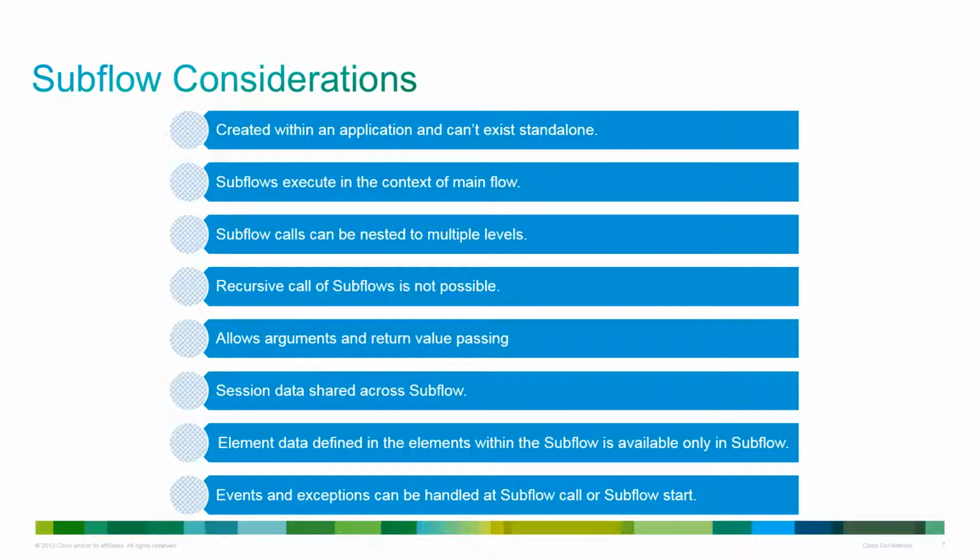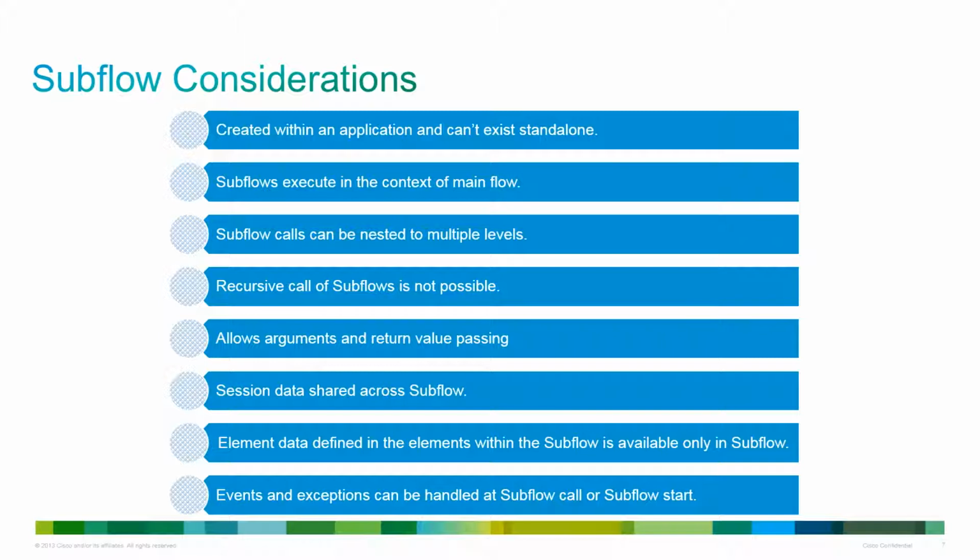Subflow execution occurs in the context of the main flow. That means application specific data will be accessible in the subflow as well. That is, the session data object is common for the main flow as well as the subflow, and can be invoked the same way as it is invoked in the main flow.